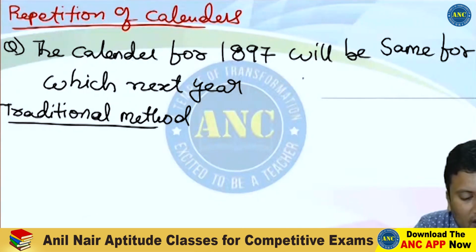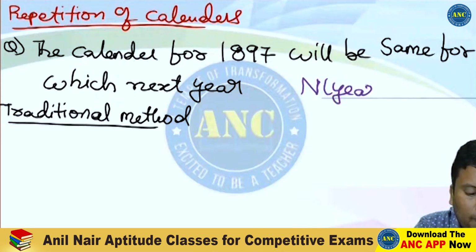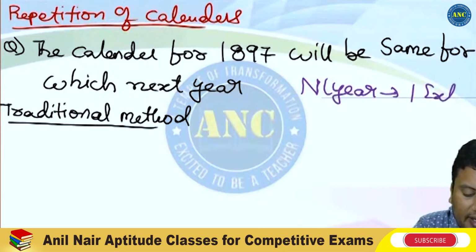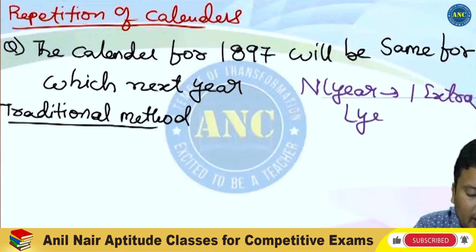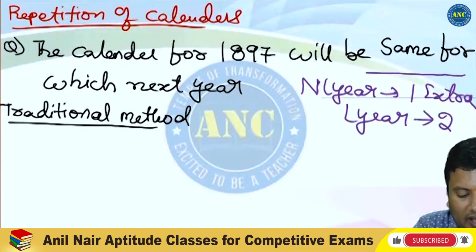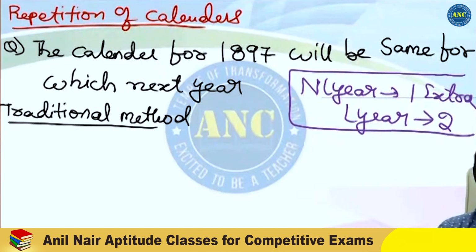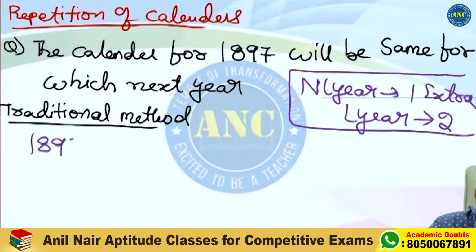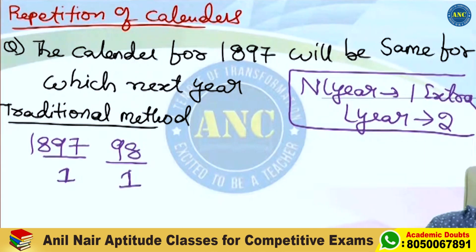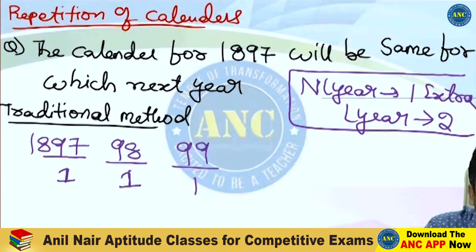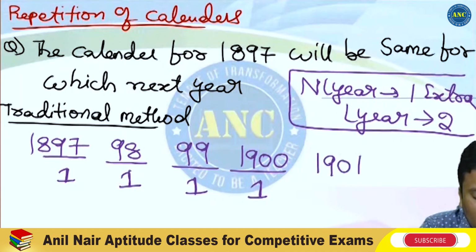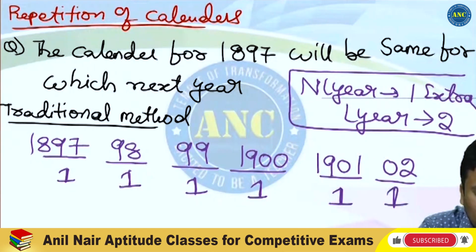What they will do is, a non-leap year has one extra day. A leap year has 2 extra days. Traditional method: 1897 non-leap year, 1 extra day. 1898 non-leap year, 1 extra day. 1899 non-leap year, 1 extra day. 1900 not a leap year, 1 extra day. 1901 not a leap year, 1 extra day. 1902 not a leap year, 1 extra day.